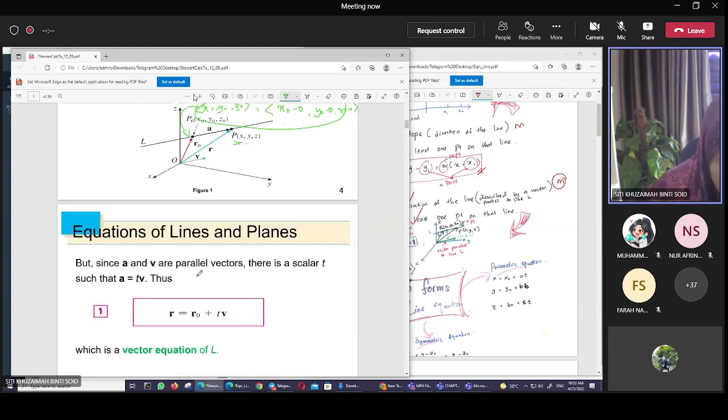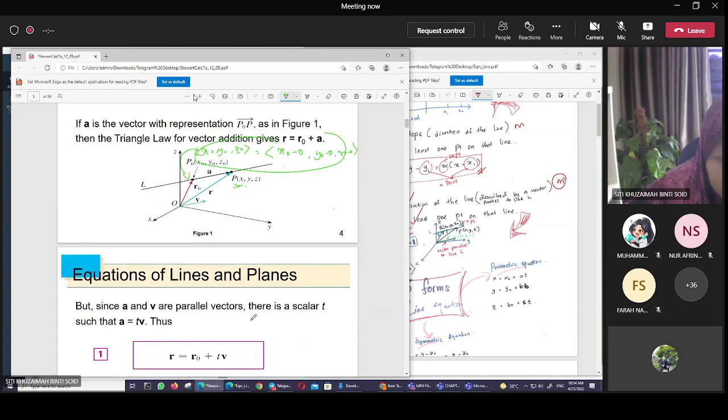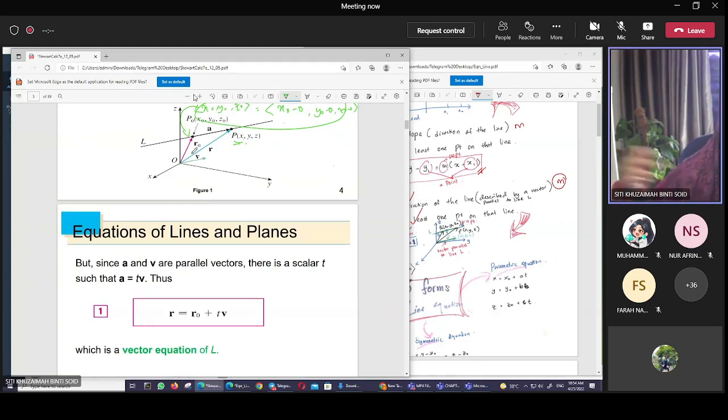And this relation also tells us that dia kata, since A and V are parallel vectors, there is a scalar T such that A equals to TV. Thus, sebab kalau dia parallel kan selama ni kita belajar, kalau parallel we can check the scalar multiple. So they are parallel, so we can write this as R equals to R0 plus TV.